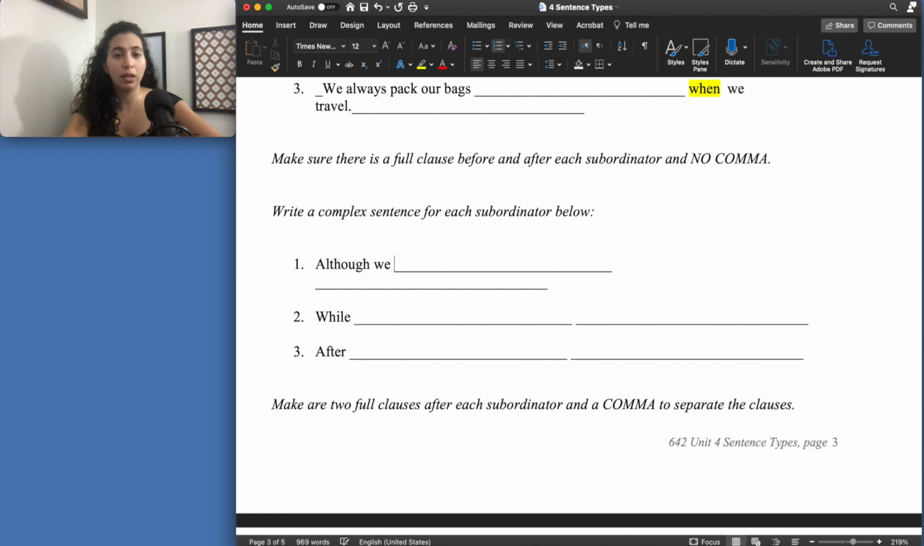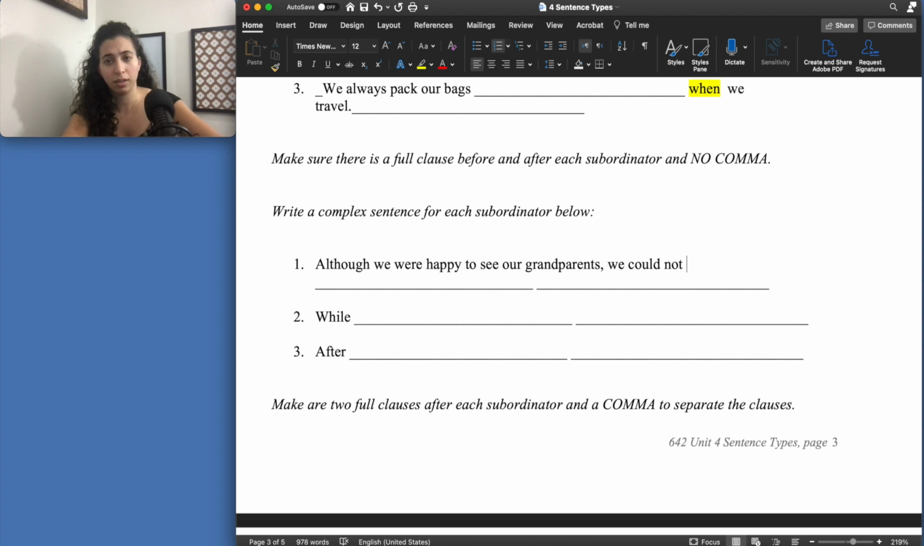Although we were happy, we could not. All right, although we were happy to see our grandparents, we could not give them a hug. Okay, yeah, there we go. Although we were happy to see our grandparents, we could not give them a hug.